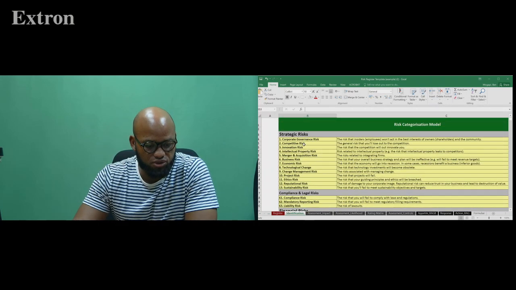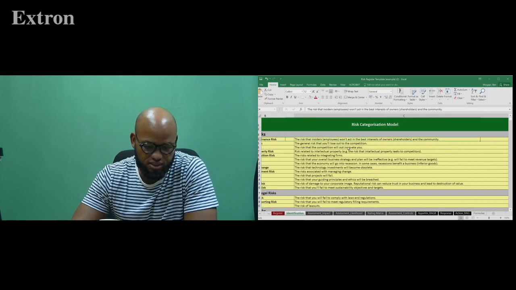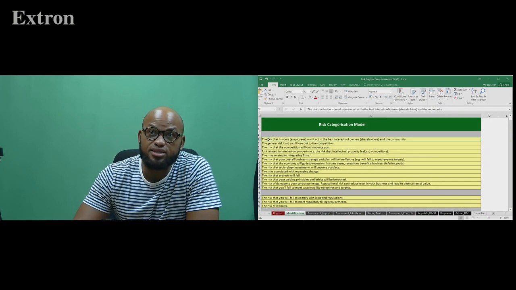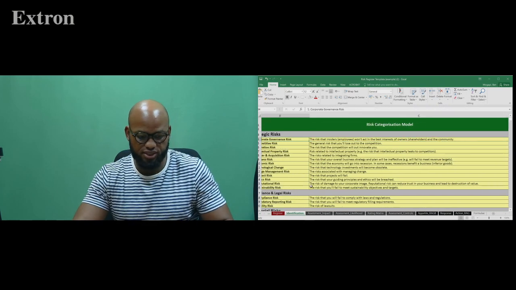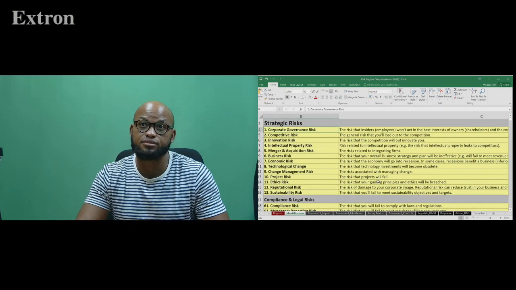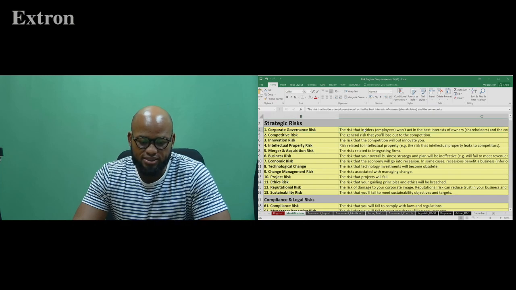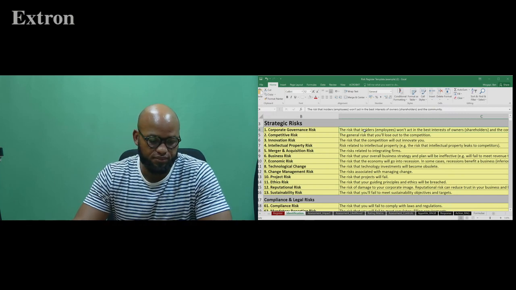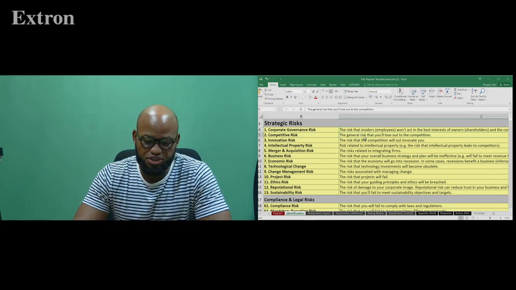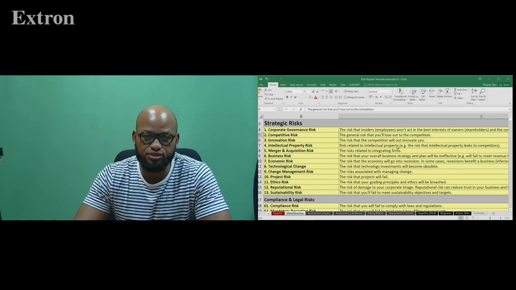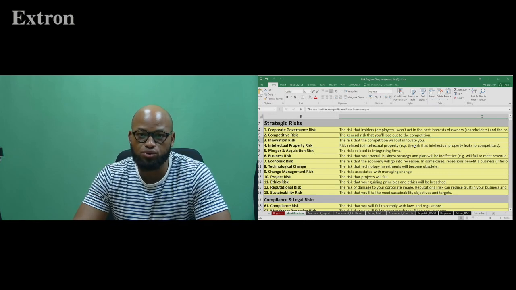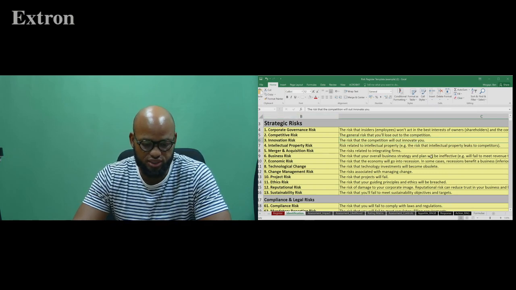So here are some examples of strategic risk. Corporate governance risk: the risk that insiders or employees won't act in the best interest of owners or shareholders and the community. Competition risk, the general risk that you lose out to the competition. Innovation risk, the risk that the competition will out-innovate you, is an example of a strategic risk.